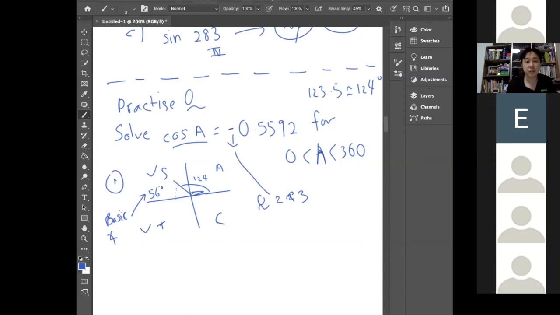Yeah, so now that we know the basic angle is here, it will be 4 degrees. For quadrant 3, the basic angle is 56. So 180 plus the 56. Yeah, sorry, 56.